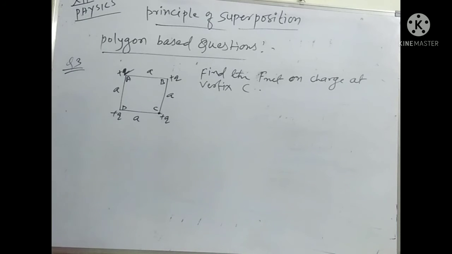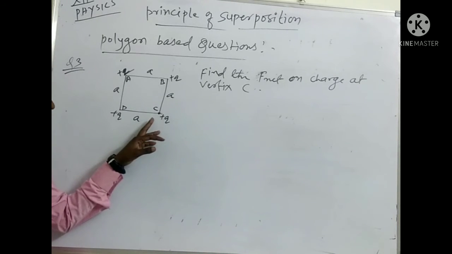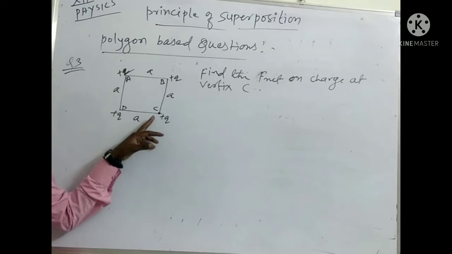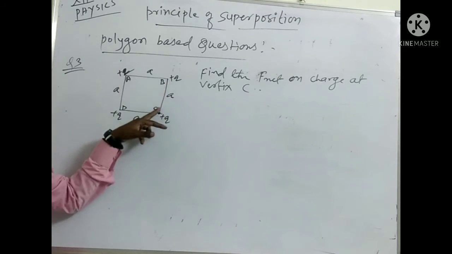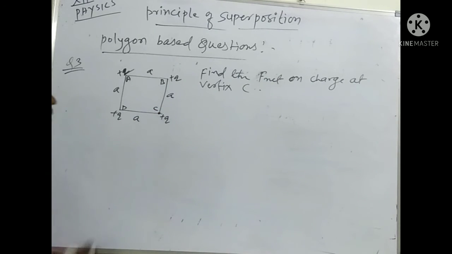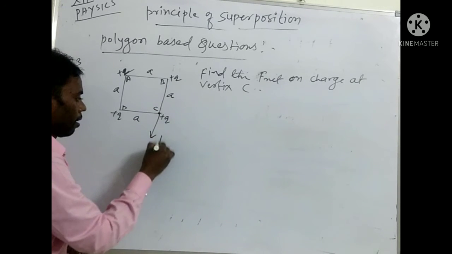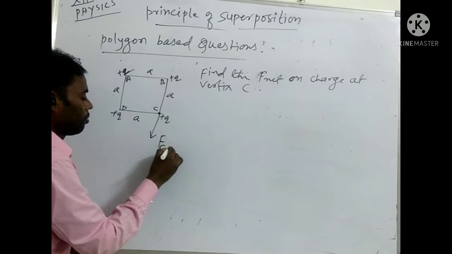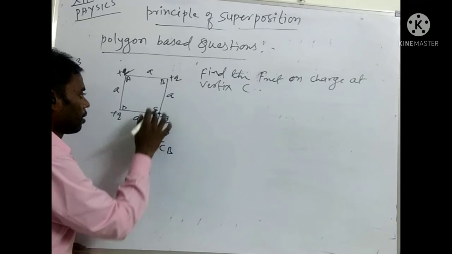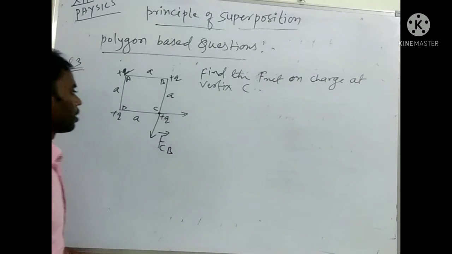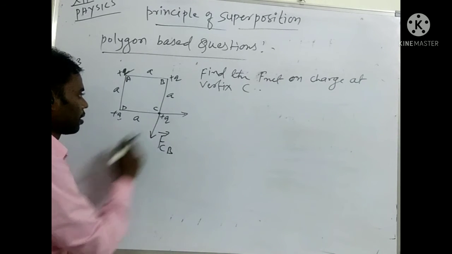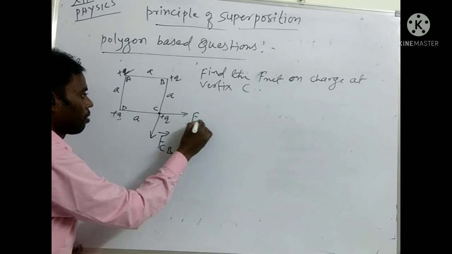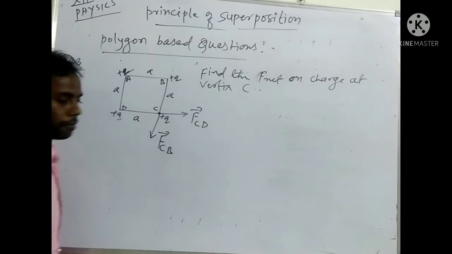There are 3 charges acting, so there will be 3 forces. Force on C due to this one, the direction will be this side. Force on C due to B, the direction of the force will be this side due to this charge. Because these are like charges, that is the force on C due to D.